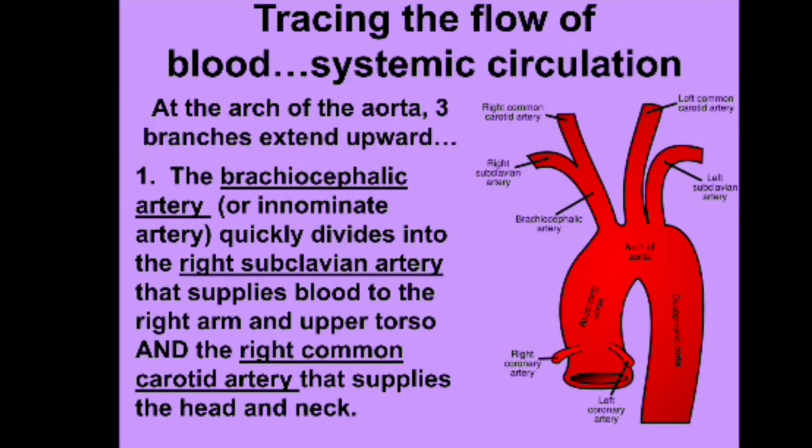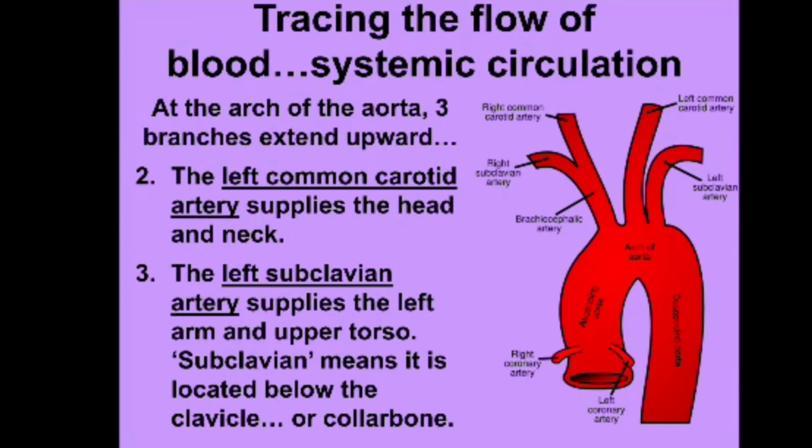So here the brachiocephalic artery quickly divides into the right subclavian artery that supplies blood to the right arm and upper torso, and the right common carotid artery that supplies the head and neck. The left common carotid artery supplies the head and neck. The left subclavian artery supplies the left arm and upper torso. Subclavian means it is located below the clavicle or collarbone.